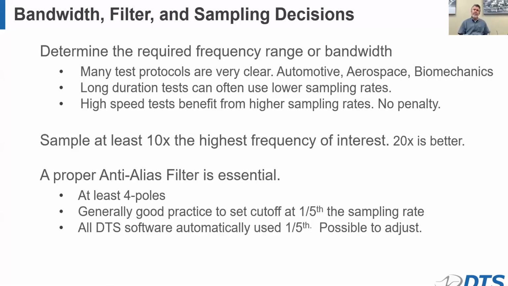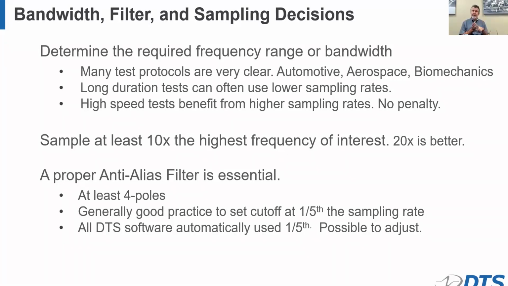And third, a proper anti-alias filter is essential. You need a filter, and this is discussed in great detail to avoid aliasing. You can look back at principles of dynamic data collection and learn more about that. But you need a filter of at least 4 poles.